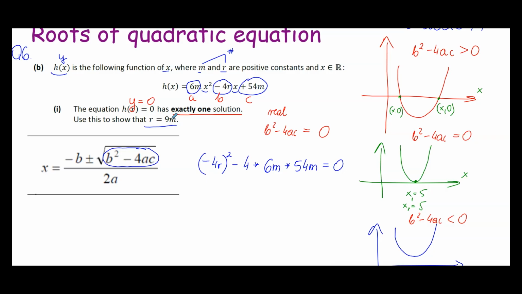So let's work our numbers. Minus 4 to the power of 2, we put it in the calculator, we get 16. And then r to the power of 2. And then we put in our calculator minus 4 multiplied by 6 multiplied by 54. And the value we should get is minus 1,296. And let's not forget to multiply m by m, and therefore we have m to the power of 2, and that equals 0. Where am I going?